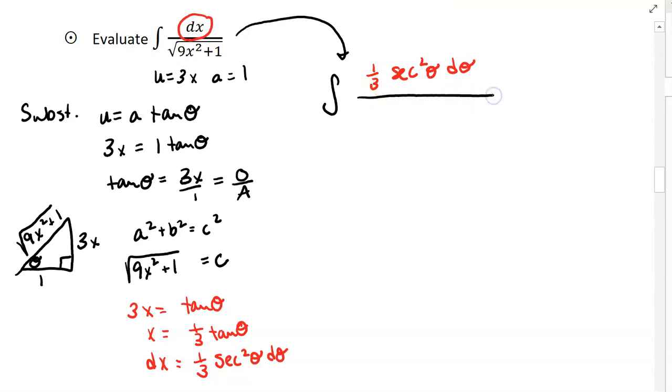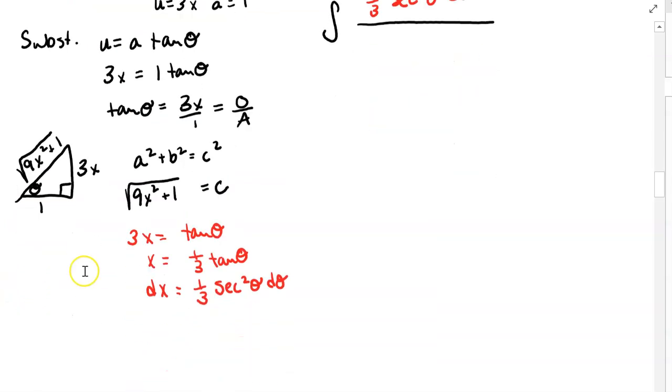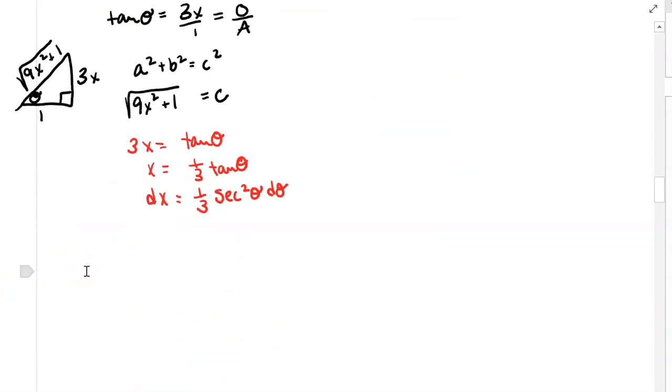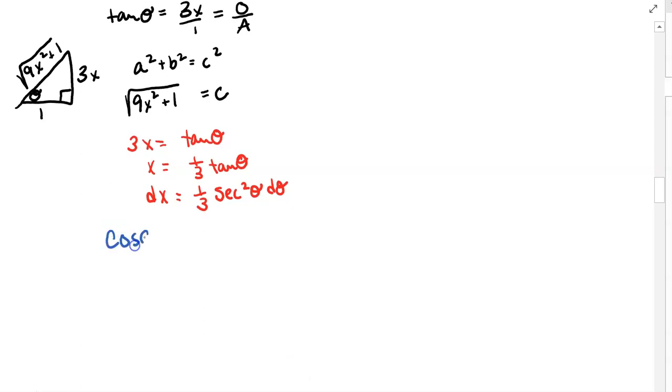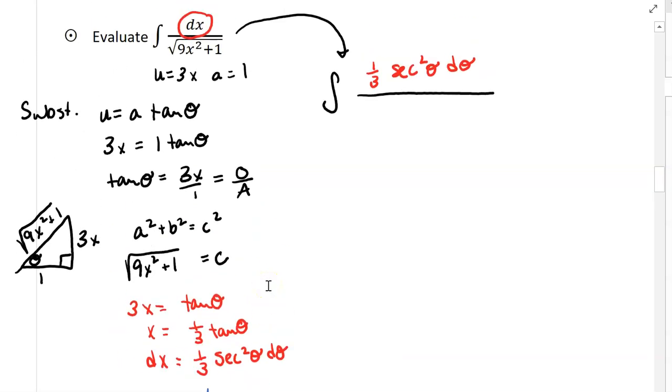The other piece I need is the square root of 9x squared plus 1. So the two sides of the triangle that involve that are the adjacent and the hypotenuse. And I know that I can use cosine of theta, which is adjacent over hypotenuse, to get 1 over the square root of 9x squared plus 1. So that means that 1 over cosine of theta, or secant of theta, is equal to the square root of 9x squared plus 1. So I'm now going to replace that square root of 9x squared plus 1 with secant of theta.